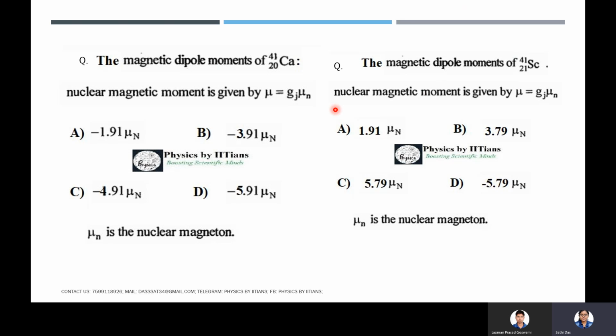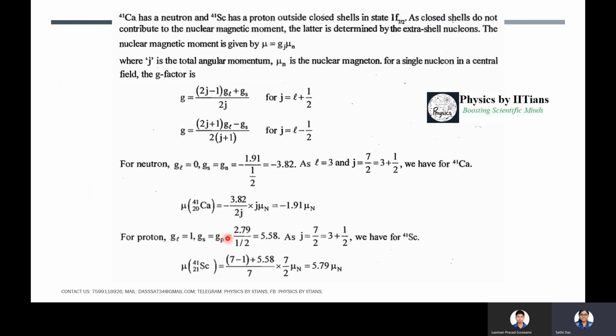So let us take some examples so that you understand how to calculate the nuclear magnetic moment, how to calculate the magnetic dipole moment. Suppose we take two examples: the magnetic dipole moment for calcium 41 and the magnetic dipole moment for scandium 41, where the nuclear magnetic moment is given by mu equals Gj mu n, where mu n is the nuclear magneton. So how do we calculate the magnetic dipole moment of any nucleus?